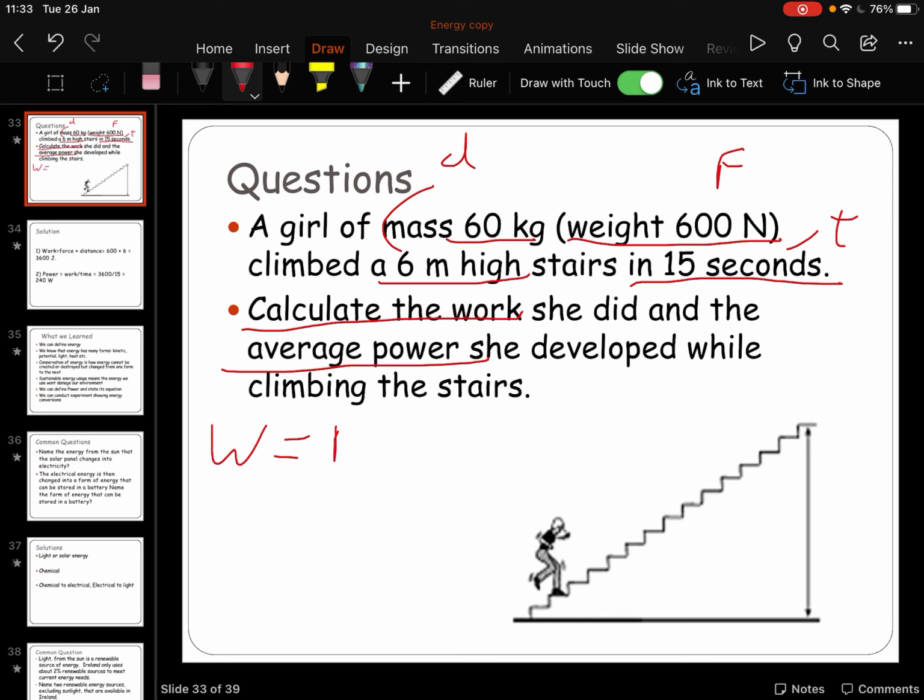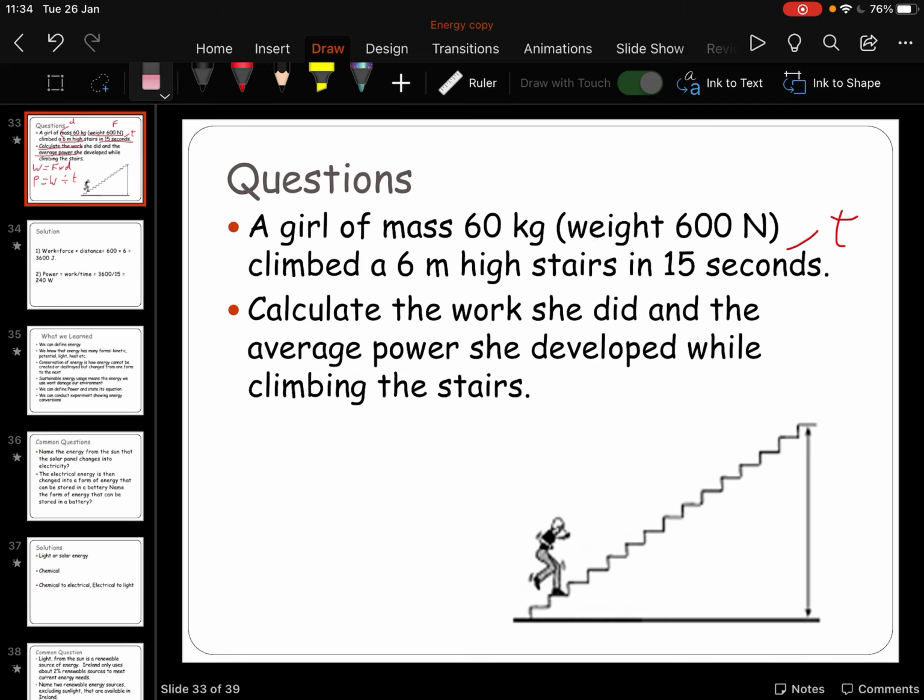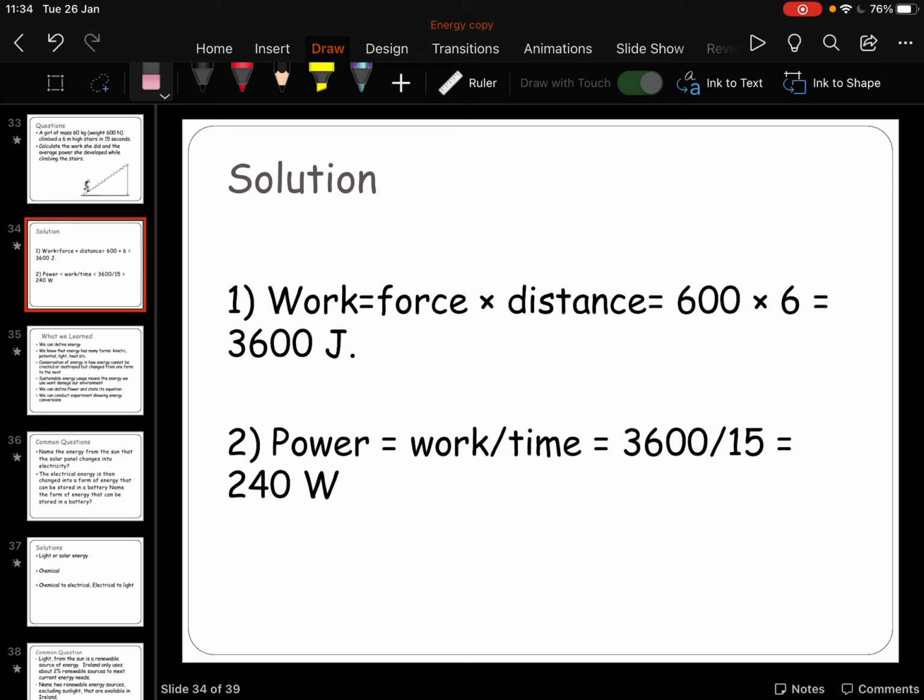What is work? Force times distance. What is power? Power is work divided by time. So there are 2 equations. That's all you do, guys. Piece it together. So you should have paused the video and worked it out, and I'll look at the answer here now.